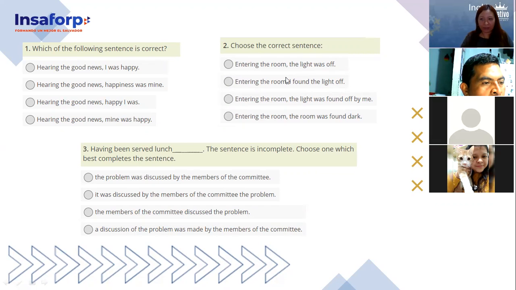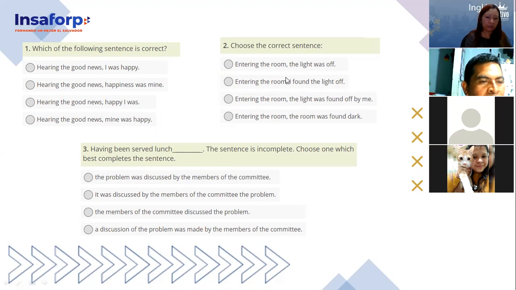También si nos vamos por descarte, ¿verdad? Si se fijan las otras, ni siquiera tienen sentido. Hearing the good news, happiness was mine. No. Happy I was. No. Mine was happy. Right. Por descarte, así nomás podríamos darnos cuenta también, right? Very good, Eduardo. Thank you.